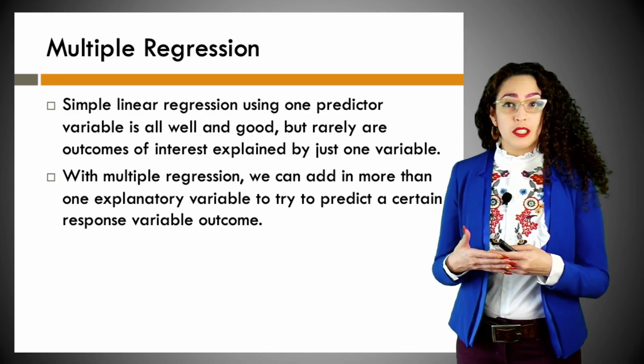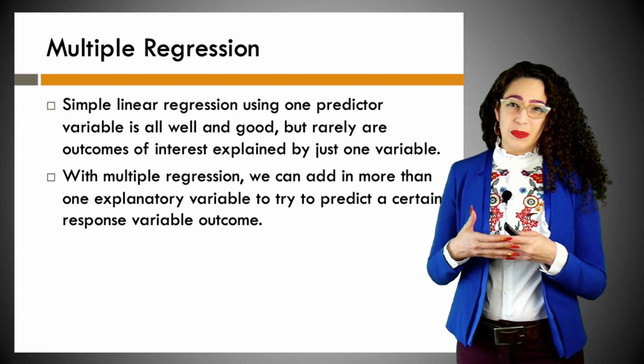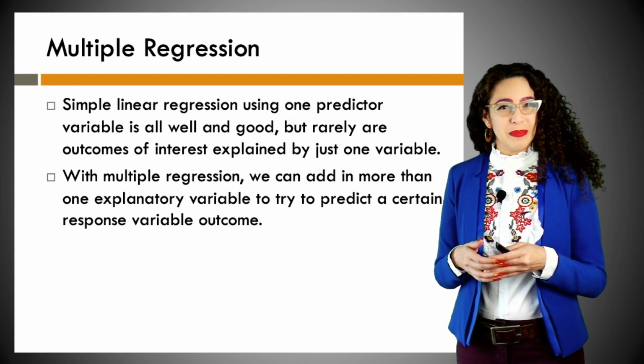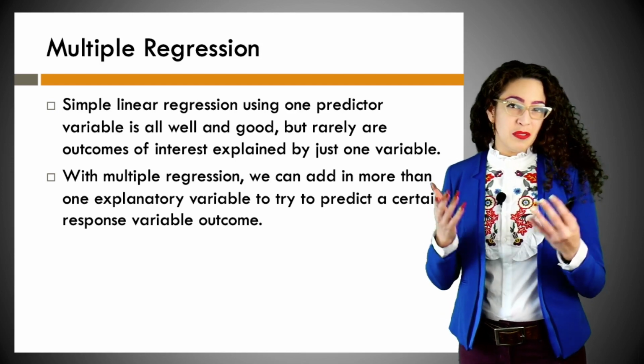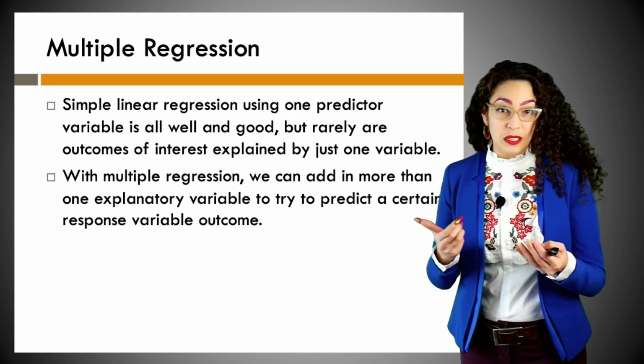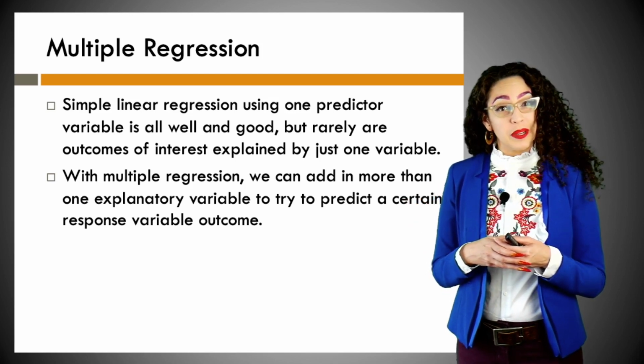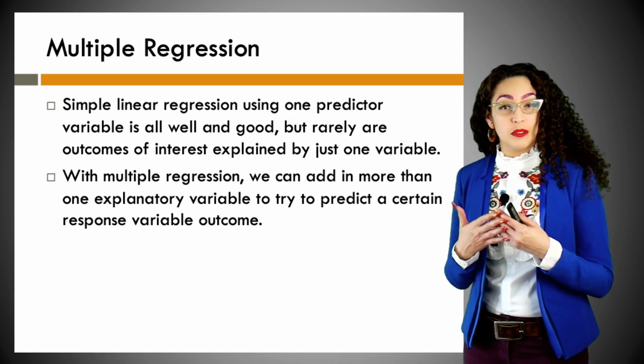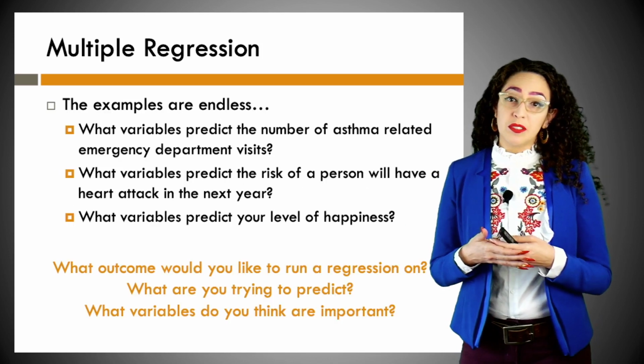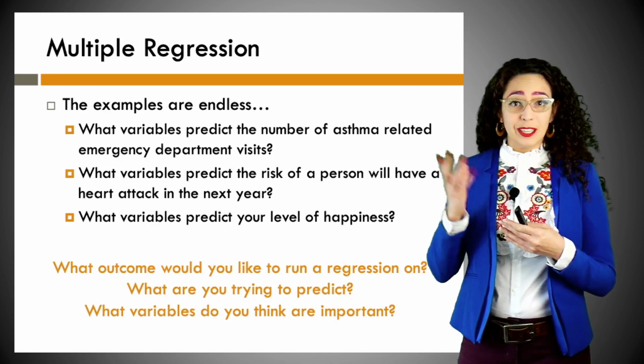Multiple regression. Simple linear regression using one predictor variable is all well and good, but rarely are the outcomes of interest explained by just one variable. Life is complicated. There are a lot of things that go into things. With multiple regression, we can add in more than one explanatory variable to try to predict a certain response outcome. The examples for multiple regression are endless, so here are just a few.